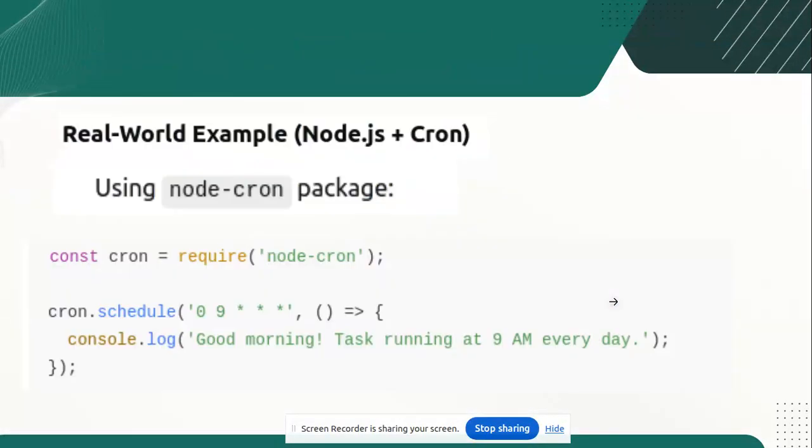Okay, so here this is an example of the node-cron package. This is how we can schedule a cron job like this. Okay, so this 09 means every 9 a.m., every day. I'm going to run this cron job, right?